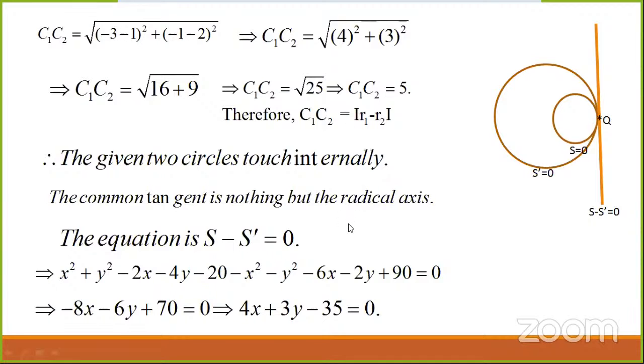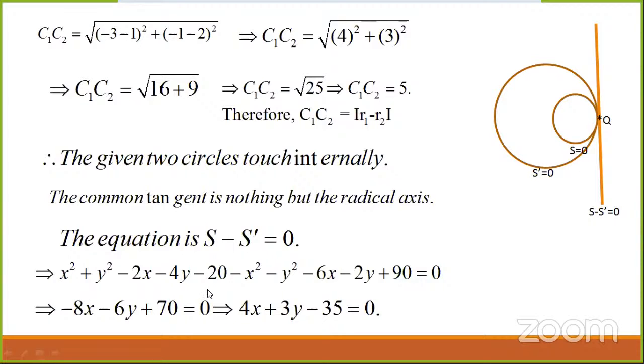But if you observe, this common tangent acts as a radical axis also, as we have learned the new concept of radical axis here. When the two circles touch each other, the tangent itself becomes the radical axis. When the two circles intersect, the common chord will become the radical axis. When the two circles touch each other, the tangent will become the radical axis. This enables us to find the equation of a tangent in a simpler form, simply by S minus S dash equal to 0, because the equation of the radical axis is S minus S dash equal to 0, the difference of the equations of the two circles.